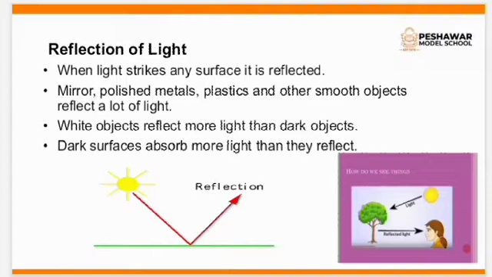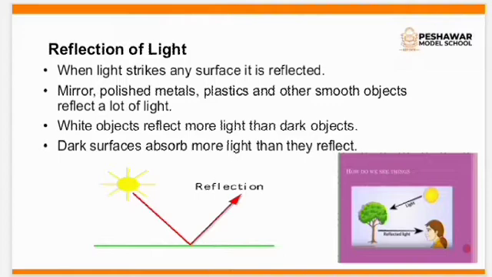Mirrors, polished metals, plastics and other smooth objects reflect a lot of light. Why? Because they all are plain surfaces, polished things, right? So smooth objects reflect a lot of light. White objects reflect more light than dark objects. Dark surfaces absorb more light than they reflect.